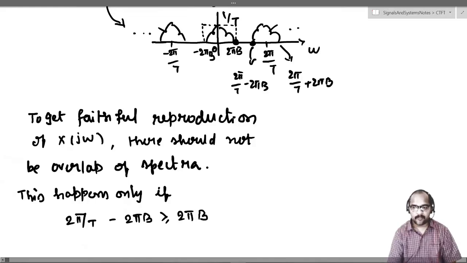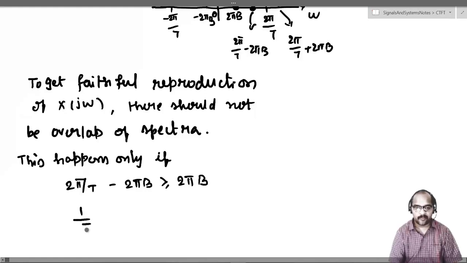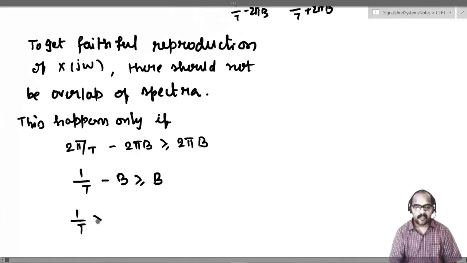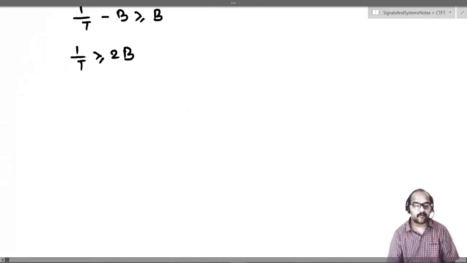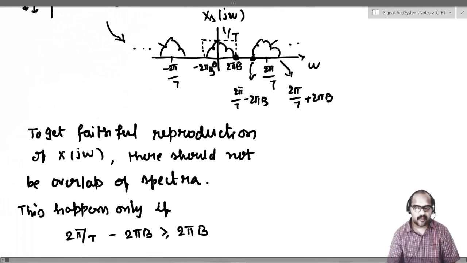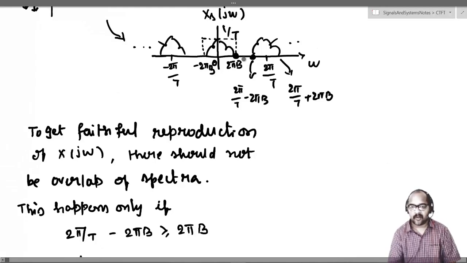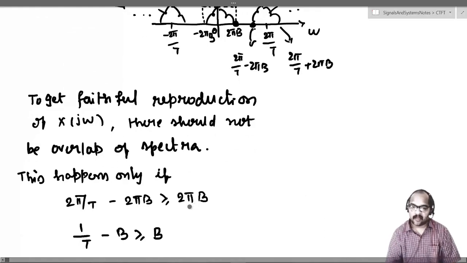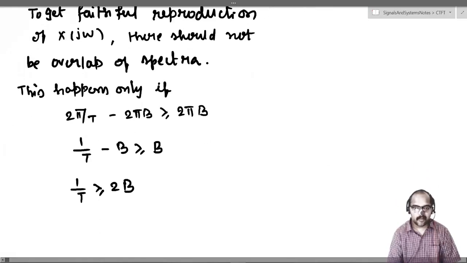On both sides 2 pi is common, so this implies 1 by T minus B is greater than or equal to B, or 1 by T is greater than or equal to 2B. So overlap of spectra doesn't happen only if 1 by T is greater than or equal to 2B, and this is the sampling theorem. For faithful reconstruction, we should not want any overlap, and for that, these 2 points should not cross each other. The second point should be greater than or equal to the first point, which is 2 pi by T minus 2 pi B greater than or equal to 2 pi B. Because 2 pi is common on both sides, we can cancel it and get 1 by T greater than or equal to 2B. But what happens if this condition is not satisfied? We will talk about that later.